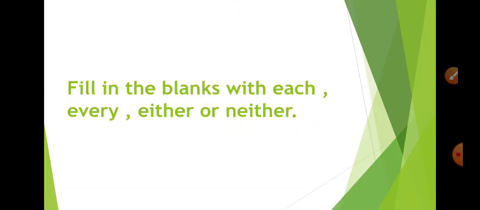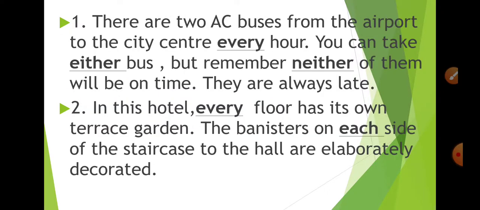Then next, fill in the blanks with each, every, either or neither. What are these? These are distributive determiners. So, what is the first one?